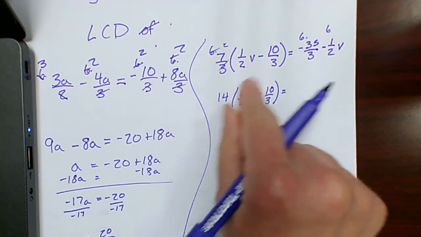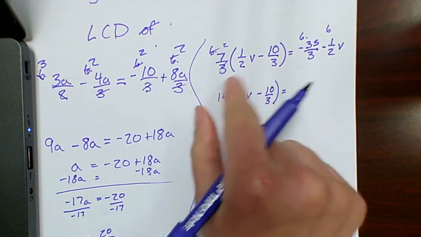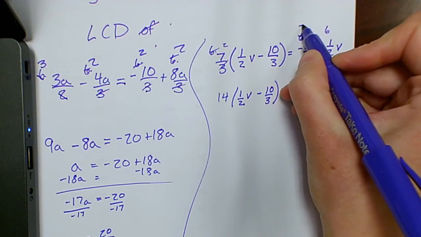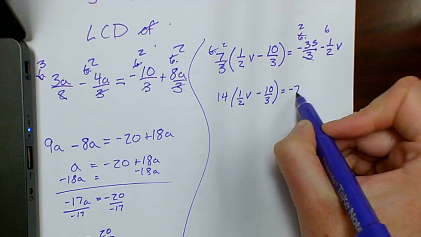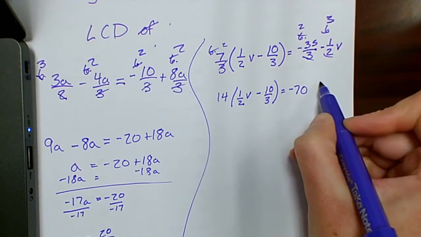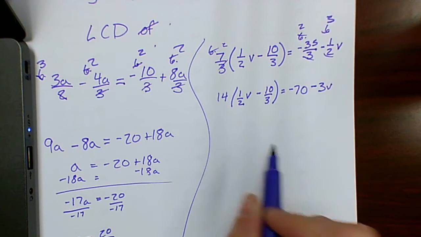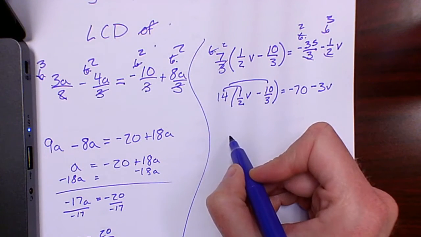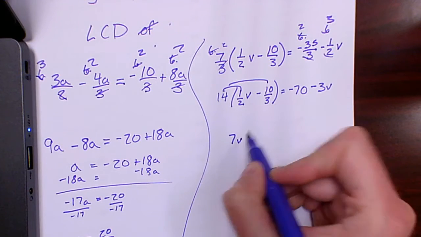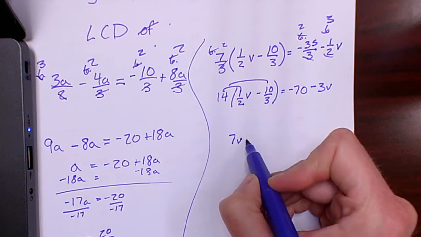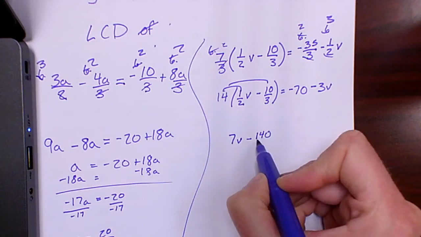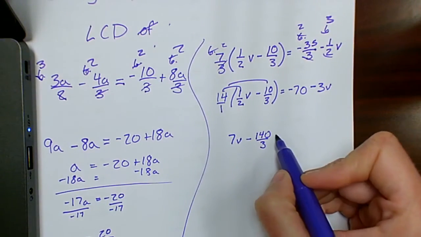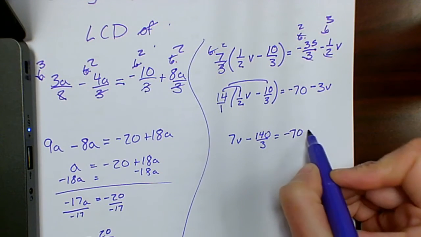And if you wanted to, you could distribute that through and then go with your LCD and get rid of your fractions. Okay, distribute the 14 through. Half of 14 is 7. A third of 14 we can't do, but we can go 140 over 3. Just multiply numerator with the numerator, denominator by the denominator.